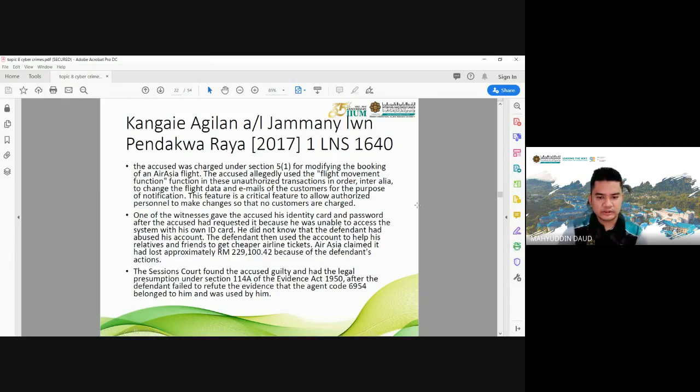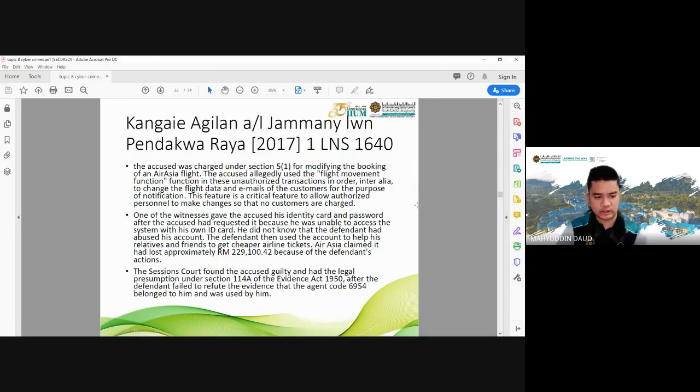So one of the witnesses gave the accused his identity card. Witnesses AirAsia punya staff lah. He gave his ID and password after the accused requested it, because the accused was unable to access the system with his own ID. The witness didn't know that the defendant abused his account, and then the defendant used the account to help his relatives and friends to get cheaper airline tickets. AirAsia claimed that it had lost about 200,000 ringgit because of the defendant's action.